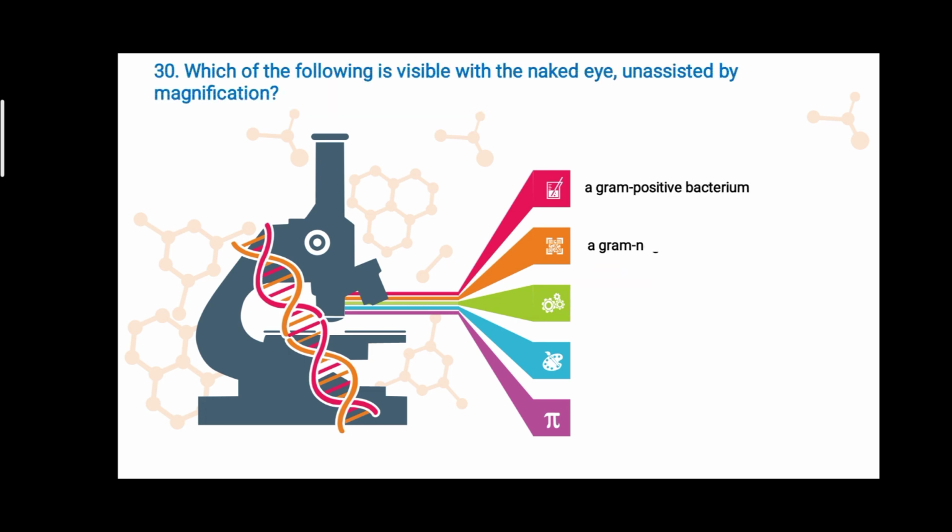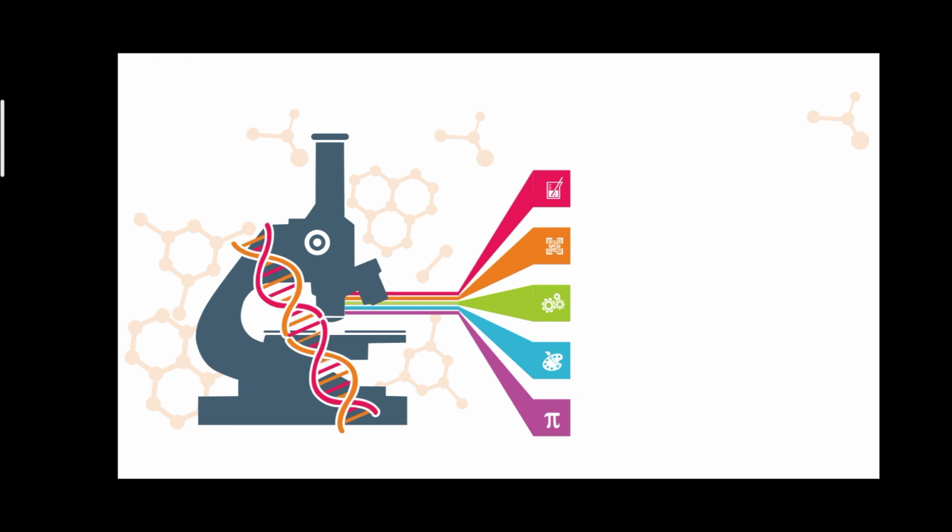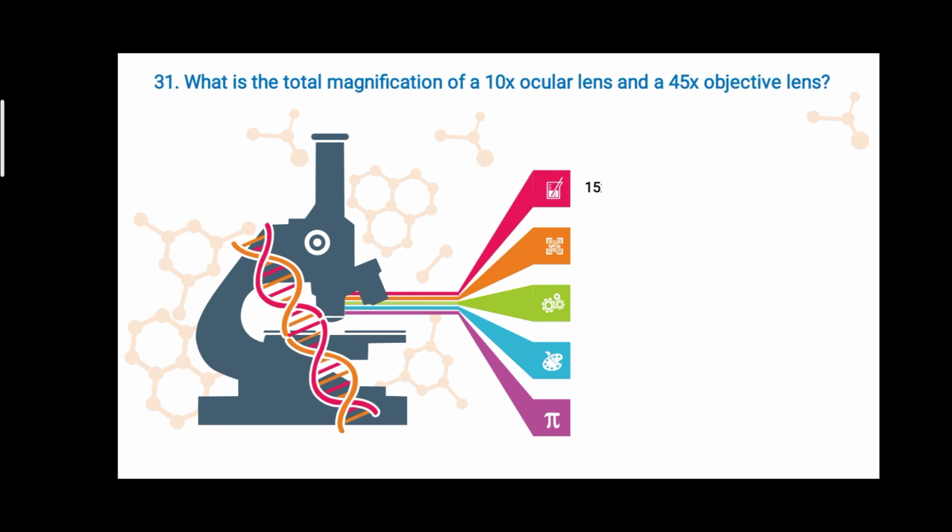Which of the following is visible with the naked eye, unassisted by magnification? An antibody. What is the total magnification of a 10x ocular lens and a 45x objective lens? 450x.